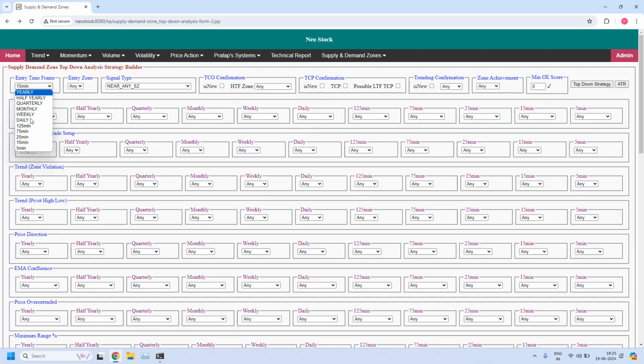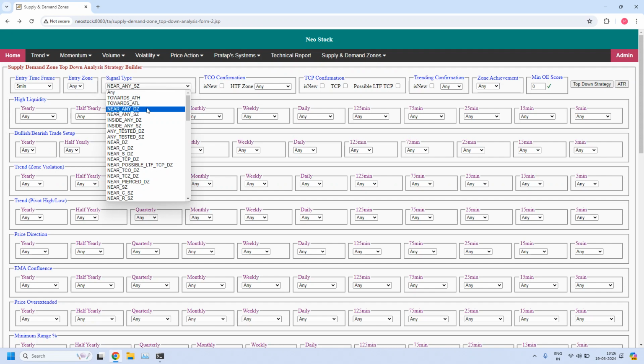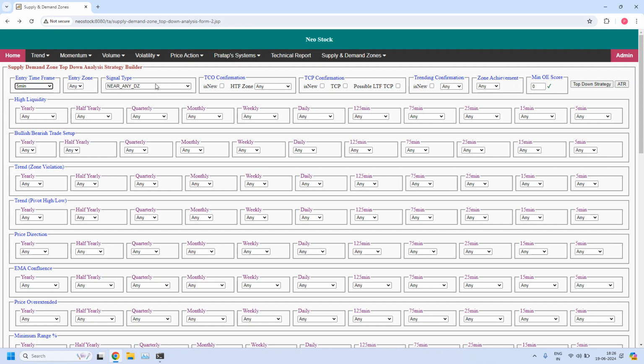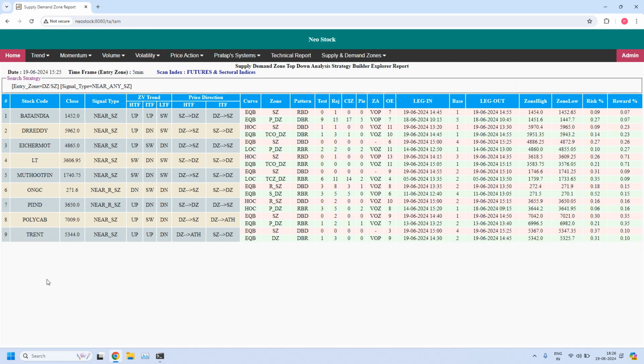Going back, changing the time frame to 5 minutes, let us find the stocks near 5 minutes demand zone. 4 stocks are filtered. Let me go back. For 5 minutes time frame, let us find the stocks near 5 minutes supply zone. 9 stocks are filtered. So these are the stocks near demand and supply zones for all the time frames. We also identified high liquidity zones from 75 minutes demand zone.